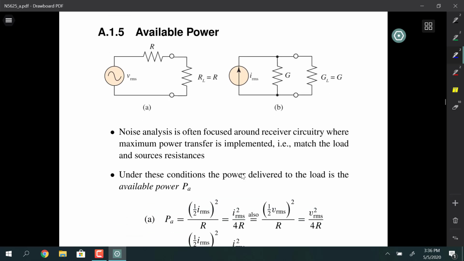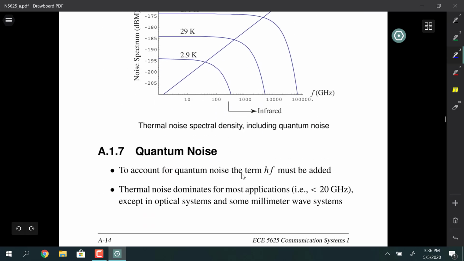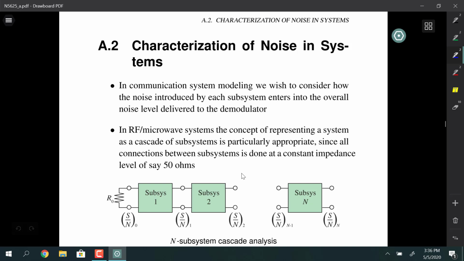So now we're going to jump into the systems modeling domain, and we're going to first establish the idea of available power, and then we're going to start looking at, the next topic after this will be noise figure. So we're going to look at how when you have a cascade of subsystems, we will have some noise at the front end due to an equivalent resistance, like the resistance of an antenna.